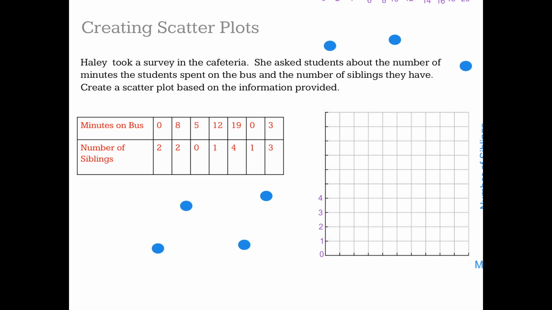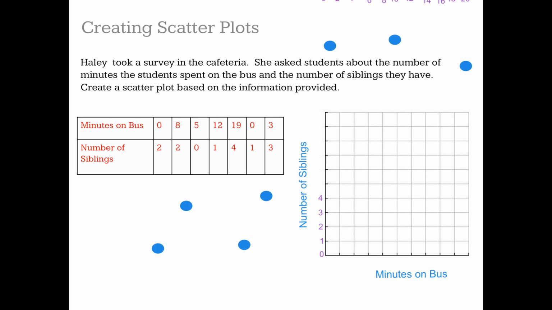So the first thing we're going to need to do is label our sides. So we're going to label minutes on the bus across our x-axis because that's the first thing that we were given. And we're going to label the number of siblings on the y-axis because that was the second thing that we were given. Then we're going to write in numbers that make sense. So taking a look at my number of siblings, I've labeled my axis 0 through 4 because no sibling number is higher than 4 and I can count by ones.